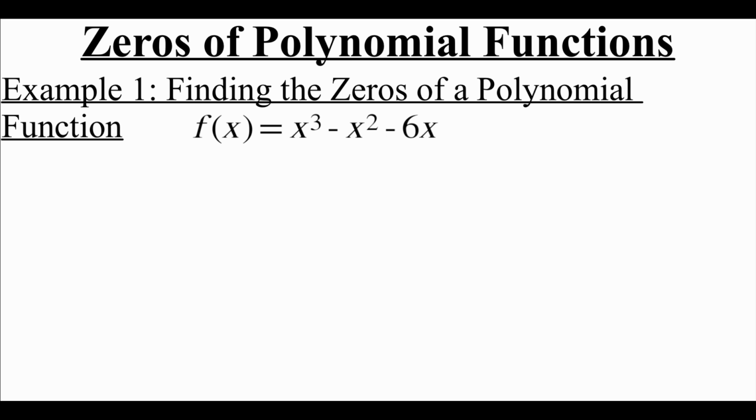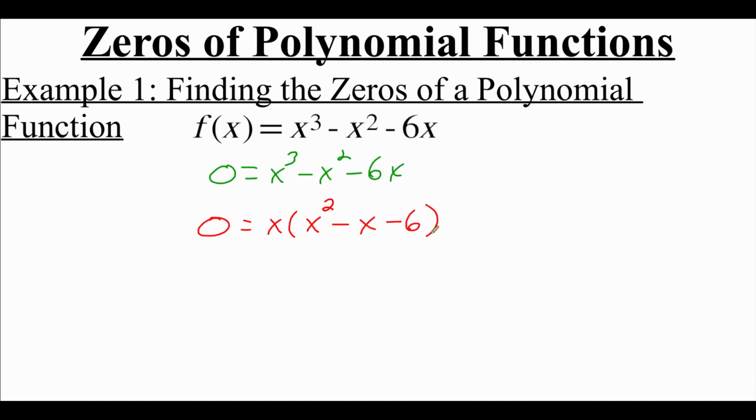So if we're looking at the function f of x equals x cubed minus x squared minus 6x, to find the zeros we're going to take this function and set it equal to 0. And then we're going to apply all of our algebraic solving techniques that we've learned along the way. What I'm noticing on the right-hand side is that every single one of my terms has an x in it, so I'm going to take out a GCF of x. I'll be left with x squared minus x minus 6.